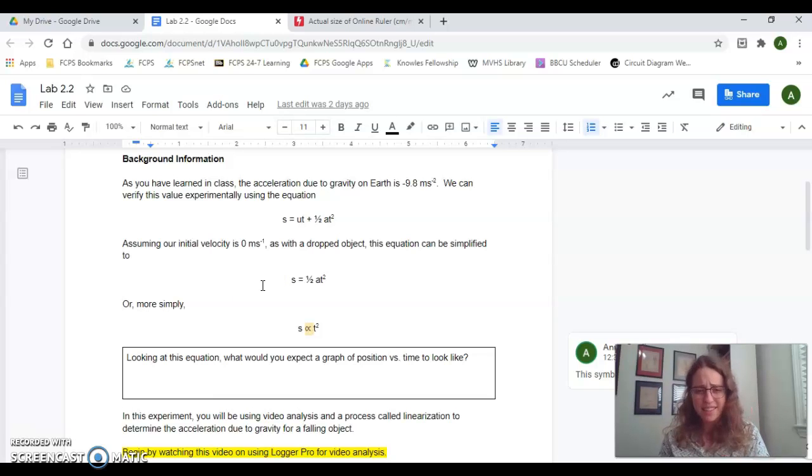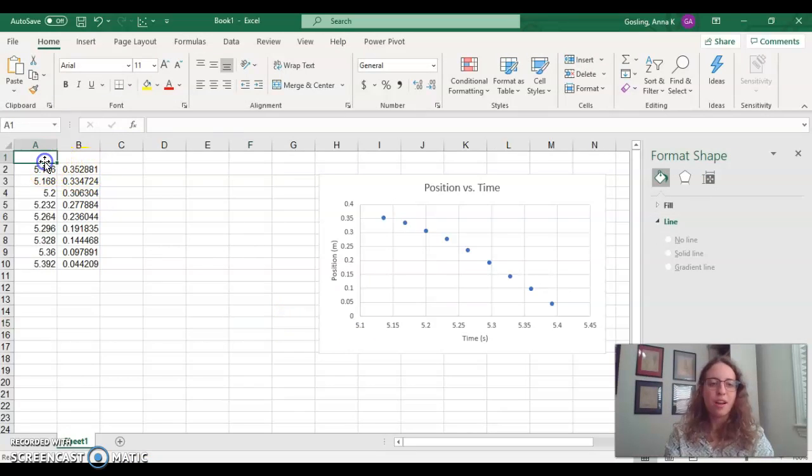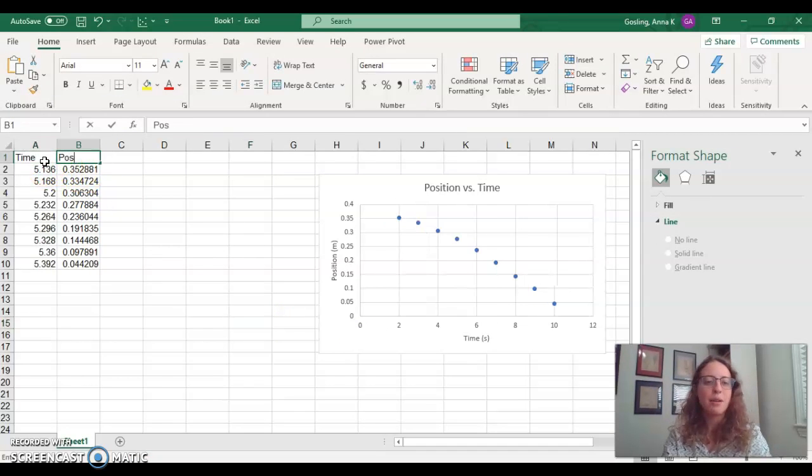So what this means is that if I graph position versus time squared, I should get a straight line. So let's go ahead and test that out. Here I'm going to put in some labels. We've got time, we've got position. Let's do time squared and position again.